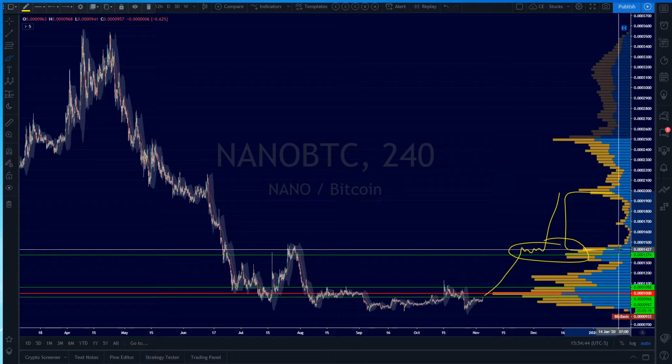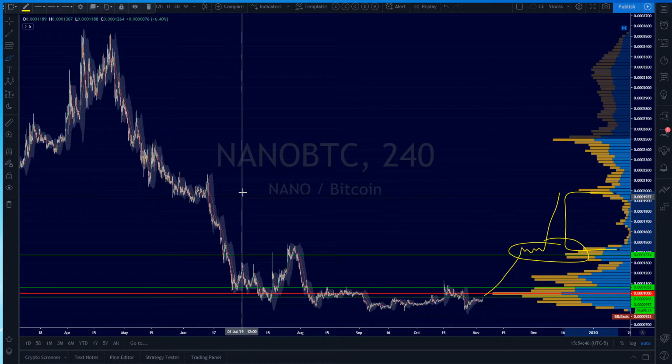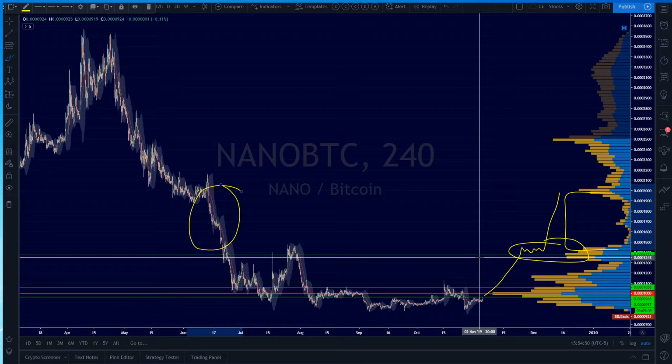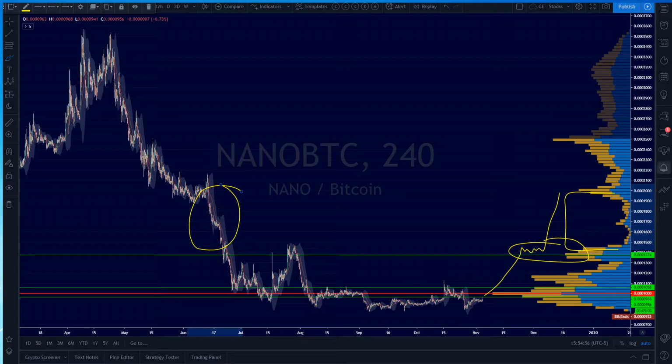There is no volume in this level. It was able to just fall through here, which means it has the ability to, not that it will, but it has the ability to fly right back through it, right?